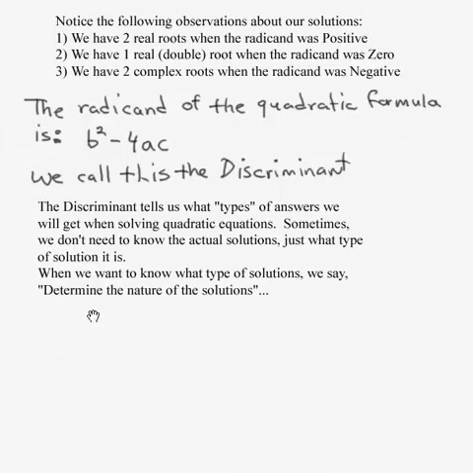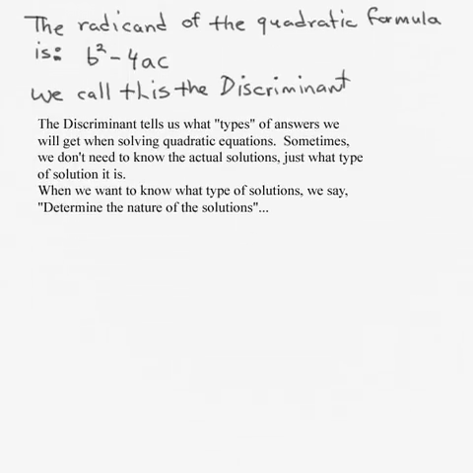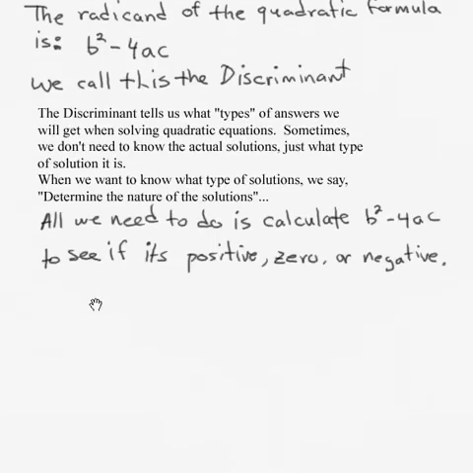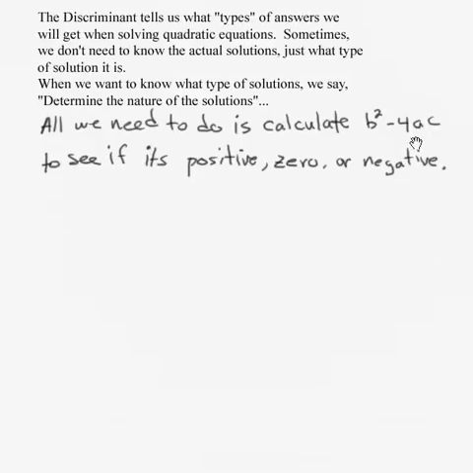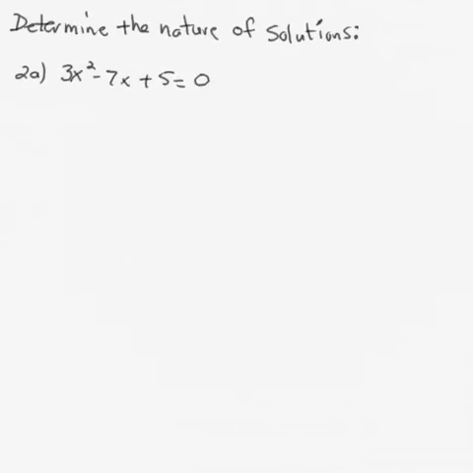And you know that we're looking for that when you see this kind of phrase: determine the nature of solutions. That means, are we going to have 2 complex roots, 2 real roots, or 1 real root that's a double root? So that's what we're looking for when we see that instruction. All we need to do then is to calculate what b squared minus 4ac is, determine whether that's positive, 0, or negative. So let's practice determining the nature of some solutions, starting with example 2a.